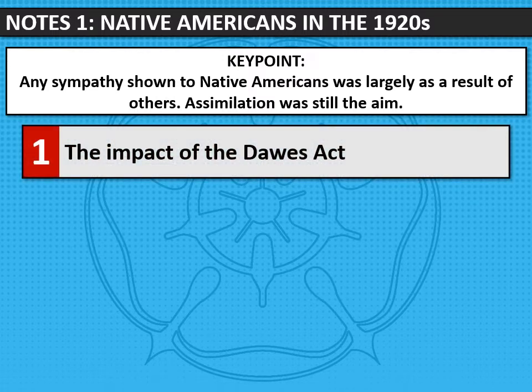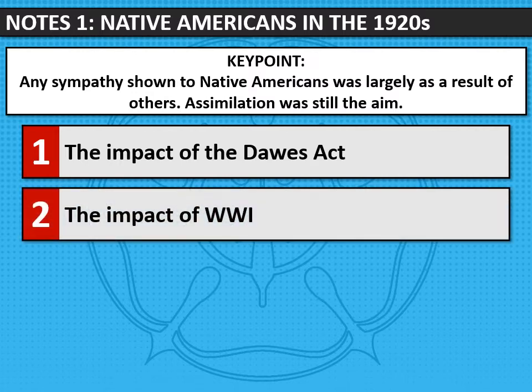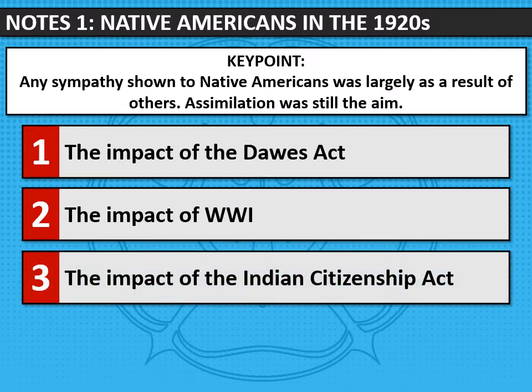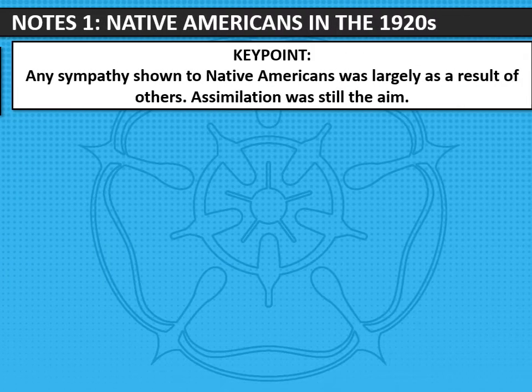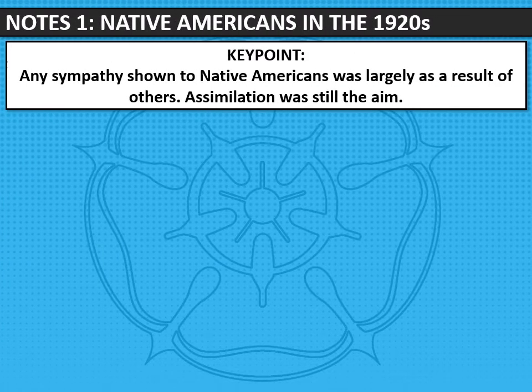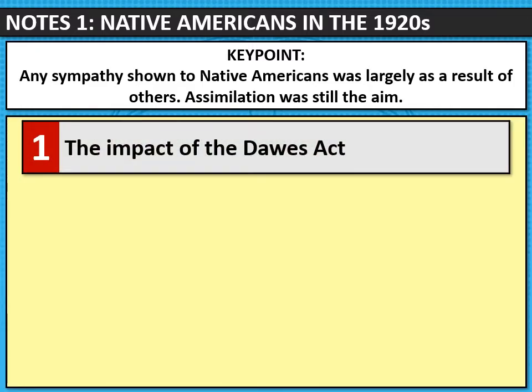We're going to think about four things: the impact of the Dawes Act, the impact of World War I, the impact of the Indian Citizenship Act, and the impact of the Merriam Report. And within that, I'll talk about the impact of the American Indian Defense Association. Let's start with the impact of the Dawes Act then.